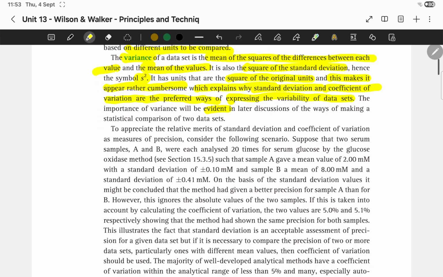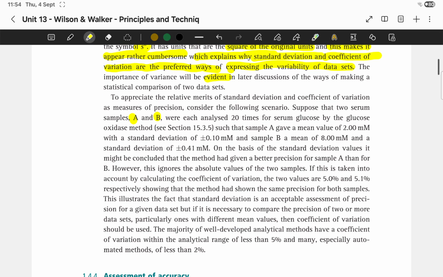To appreciate the relative merits of standard deviation and coefficient of variance as measures of precision, consider the following scenario. Suppose two serum samples, A and B, were each analyzed 20 times for serum glucose by the glucose oxidase method, such that sample A gave a mean of 2 mM with standard deviation 0.1 mM, and sample B a mean of 8 mM and a standard deviation of 0.41 mM. On the basis of the standard deviation value, it must be concluded that the method gave better precision for sample A than B.